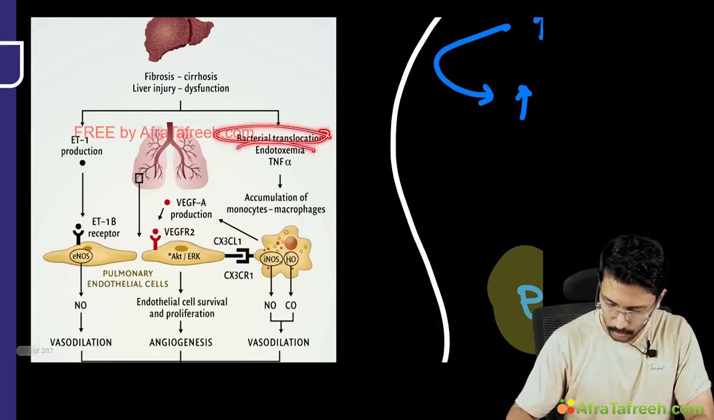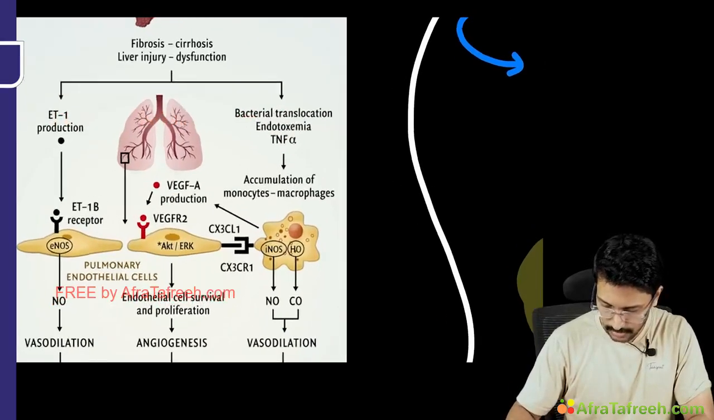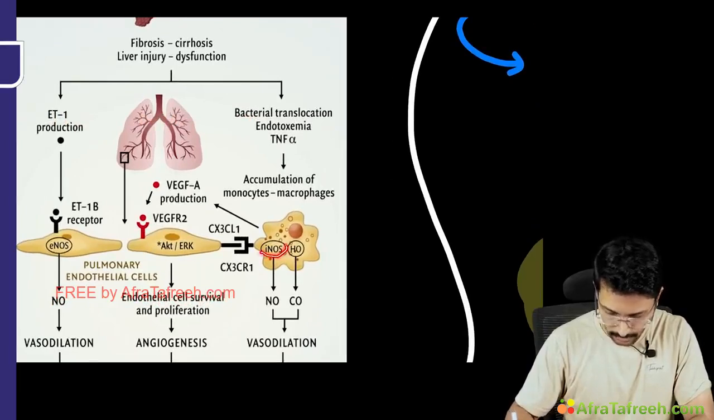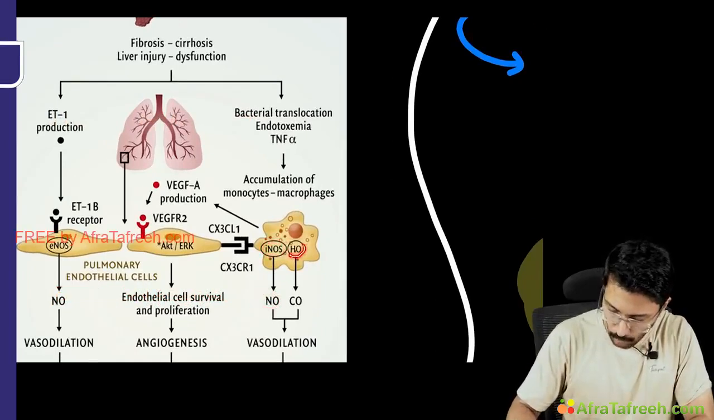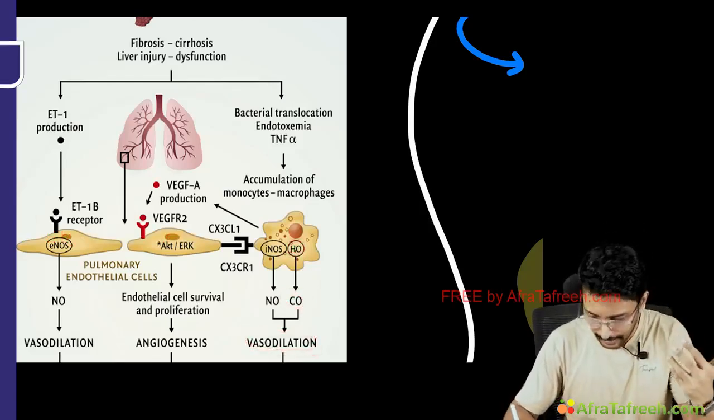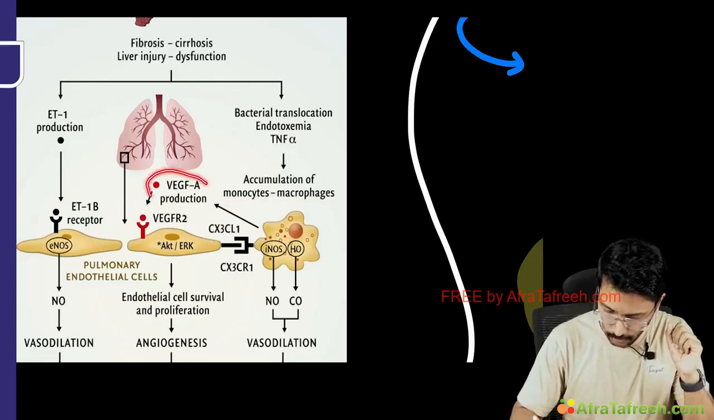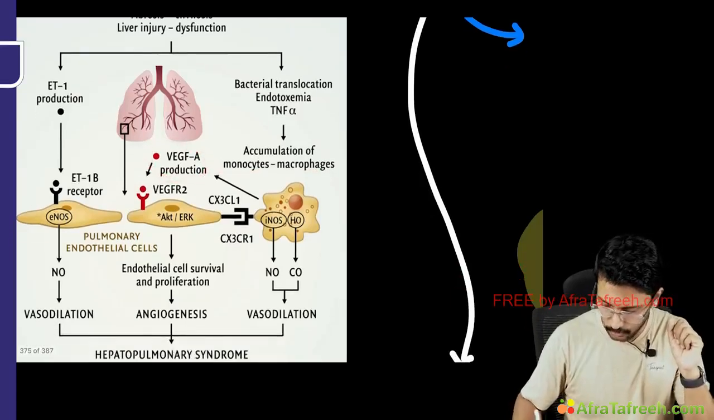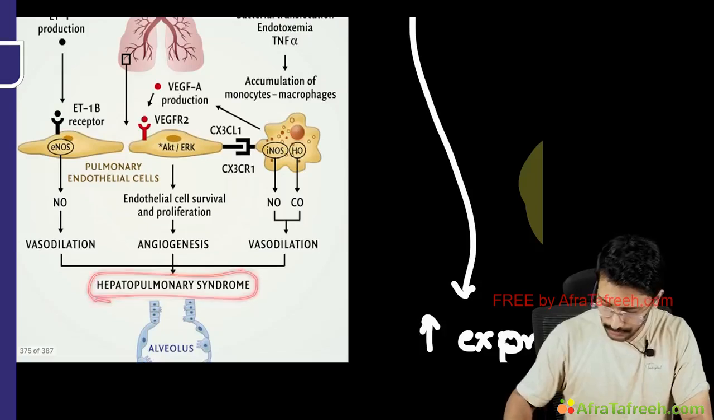Bacterial translocation, endotoxinemia, TNF alpha production leading to recruitment of monocytes and macrophages to the lung, and these monocytes and macrophages will have increased activity of inducible nitric oxide synthase leading to increased nitric oxide production, and heme oxygenase causing heme degradation and increased release of carbon monoxide. Both are vasodilatory. So we know why vasodilatation is happening. And the products of this monocyte macrophage activation will also lead to increased production of VEGF-A, which will lead to angiogenesis, new blood vessel formation, and that is what leads to hepatopulmonary syndrome.